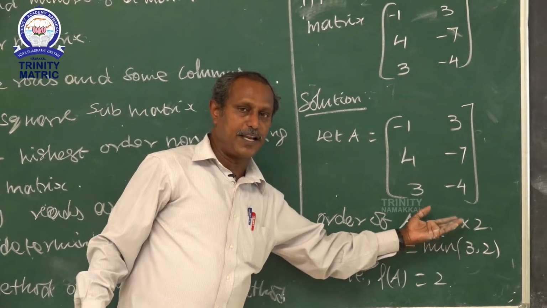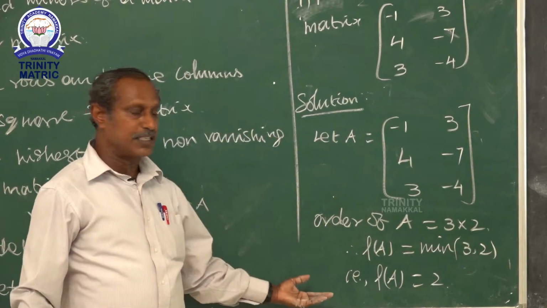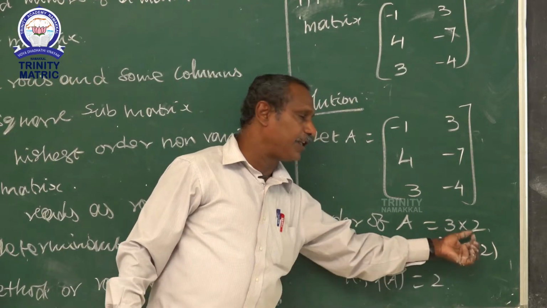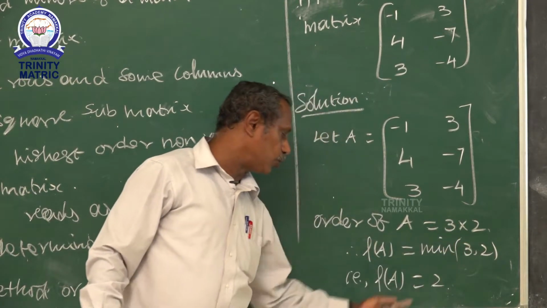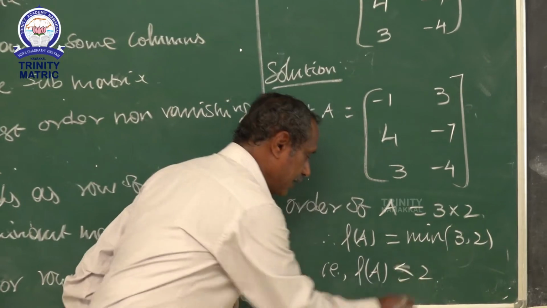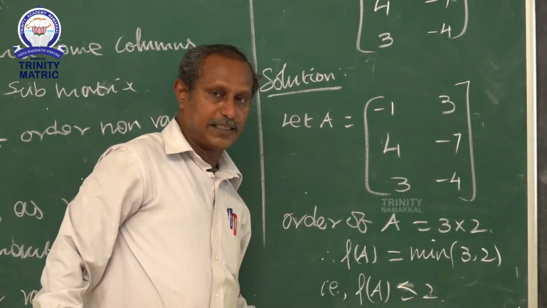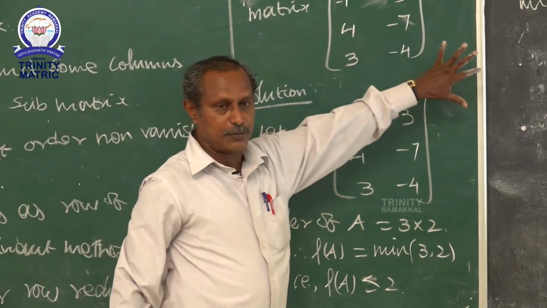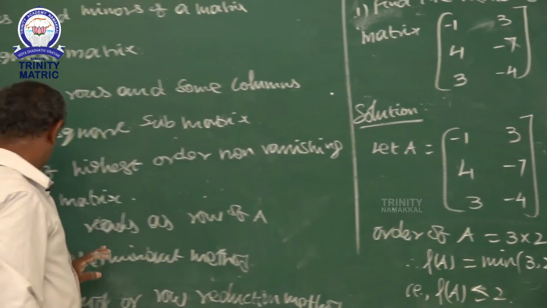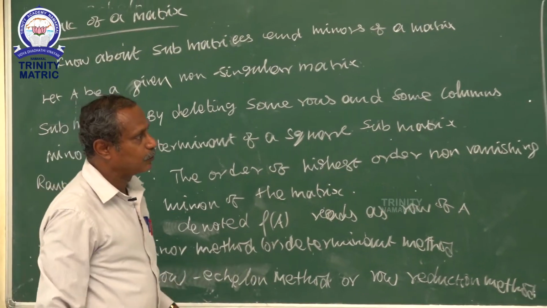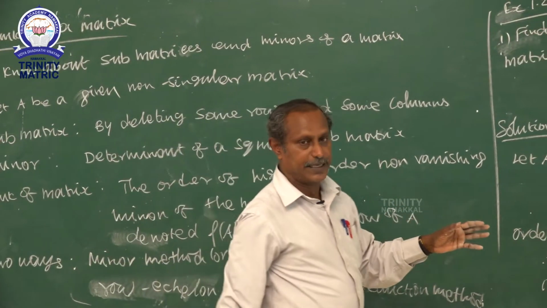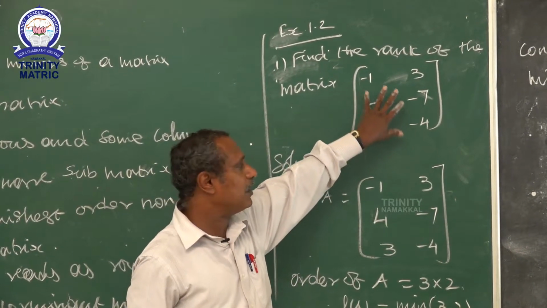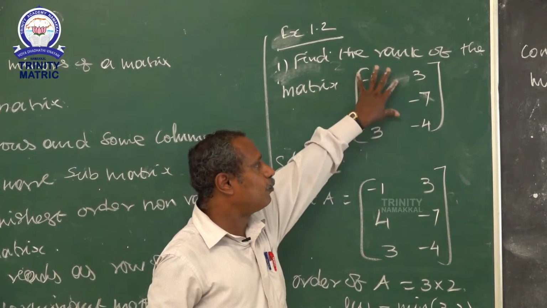If the order of A is 3 by 2, then the rank of A is at most the minimum of the number of rows and the number of columns. Here we have 3 and 2, and the minimum of 3 and 2 is 2. So the rank of the matrix will be 2 or less. For any minor we want to find the value of a determinant, and determinants exist only for square matrices. Since the given matrix is not square, we go for a 2 by 2 minor.